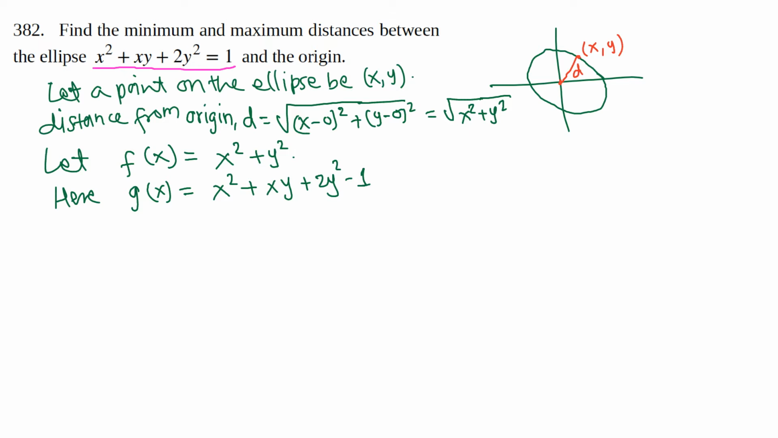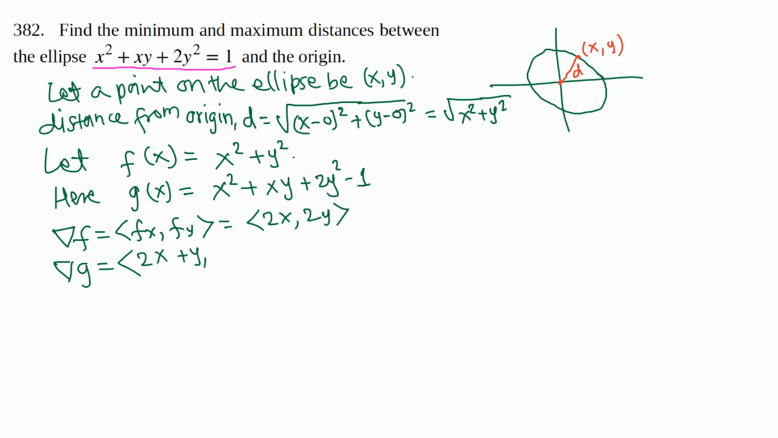and based on this we write g(x, y), bringing this to the left side, just making this equal 0. So this is the g function. Now to use the Lagrange multiplier, we have to calculate gradient f, which is f with respect to x and y. So just (2x, 2y), and gradient g, which is (2x plus y, x plus 4y), with respect to x and with respect to y.